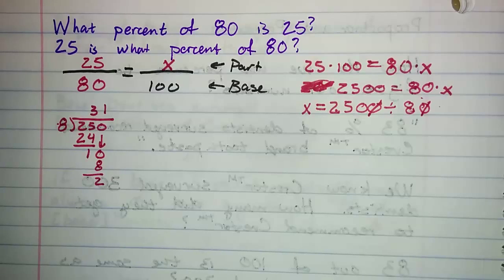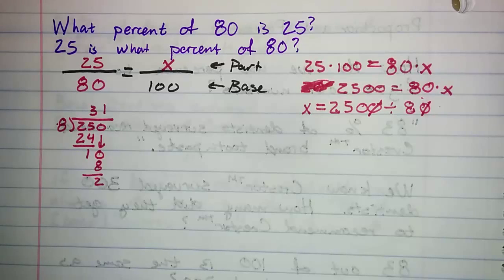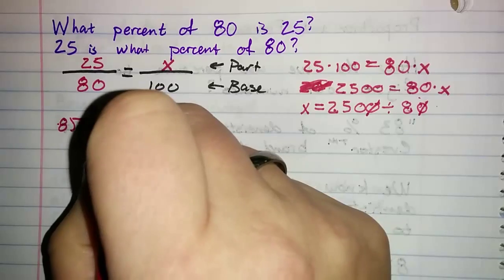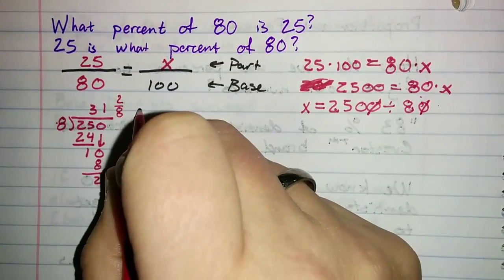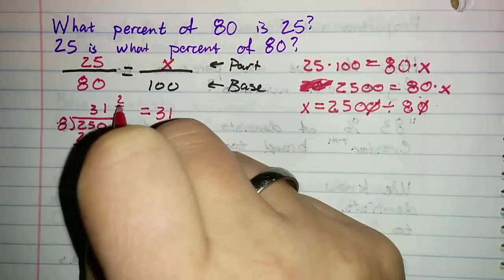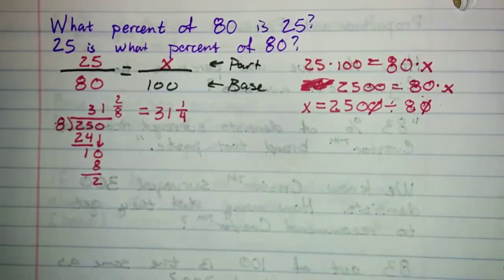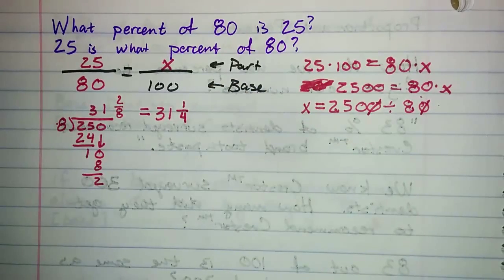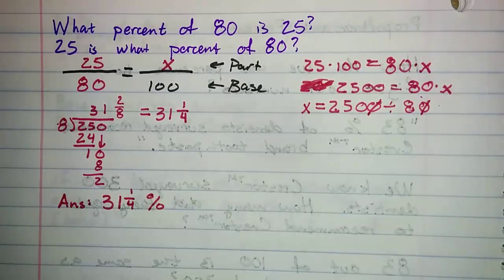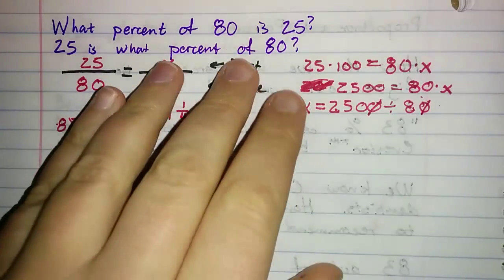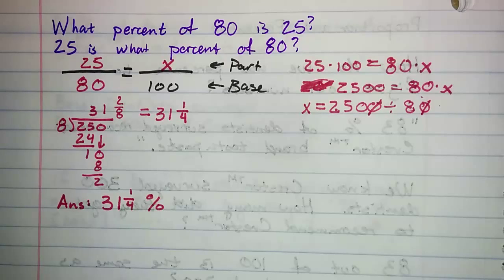Uh-oh. Now what? Well, now my answer is a fraction or a decimal. I feel like I might as well leave it as a fraction. So 31 2/8, or 31, 2 and 8 have a common factor of 2. 31 1/4. So my answer then is 31 1/4%. Okay, so this is what it looks like when what's unknown is the percent.